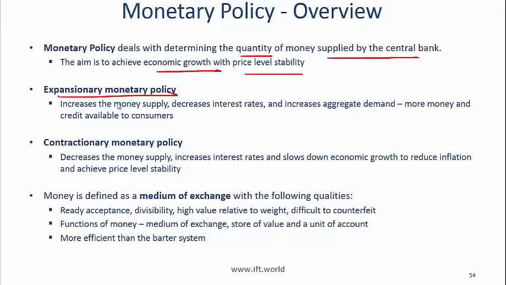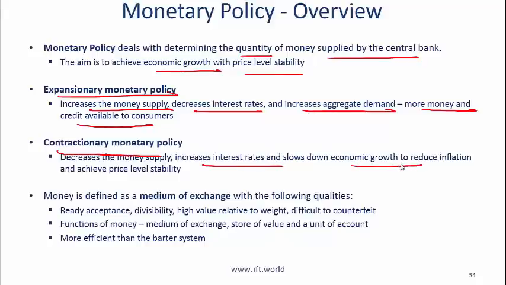An expansionary monetary policy is where the central bank increases money supply, decreases interest rates, and tries to increase aggregate demand. More money and credit is available to consumers. Contractionary monetary policy is where the central bank tries to decrease the money supply, increase interest rates, and slow down economic growth in order to reduce inflation and achieve price level stability.